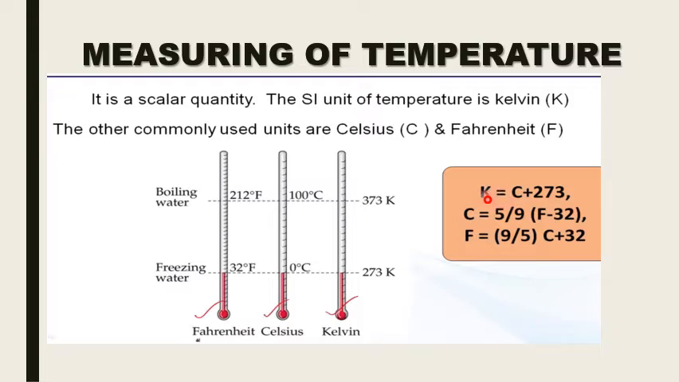Okay, so if you want to calculate K, what is the formula? K is equal to C plus 273. If you want to find C, Celsius is equal to 5 by 9 into F minus 32. For calculating F, F is equal to 9 by 5 into C plus 32. This is the formula to find K, C and F.